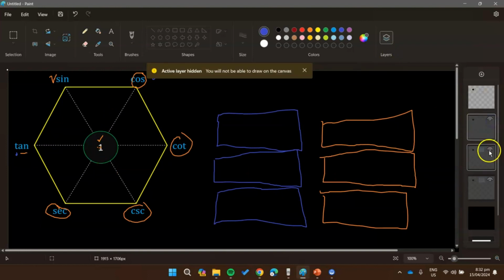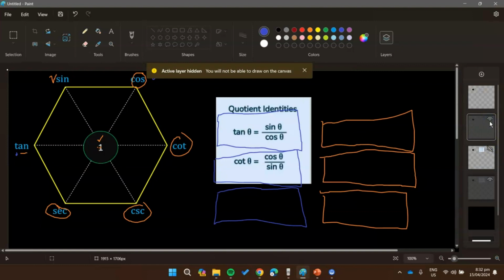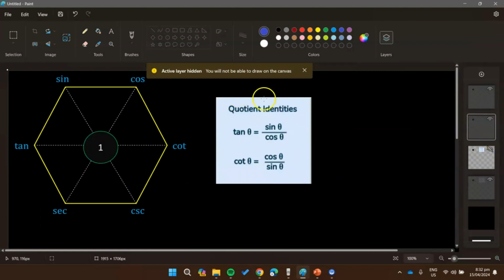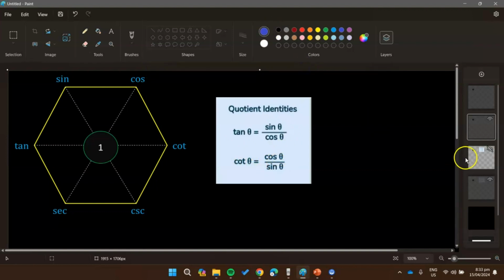Now let's do quotient or product identities. So we have here quotient identities. We are given tangent is equal to sine over cos. Cotangent is equal to cosine over sine. Now, how do we again make use of our hexagon to help us remember this and this? So again, when we do quotient identities or the ratio identities, all we have to do is take a trig ratio. You can move counterclockwise or clockwise direction.